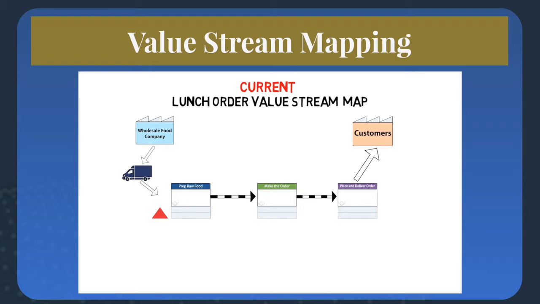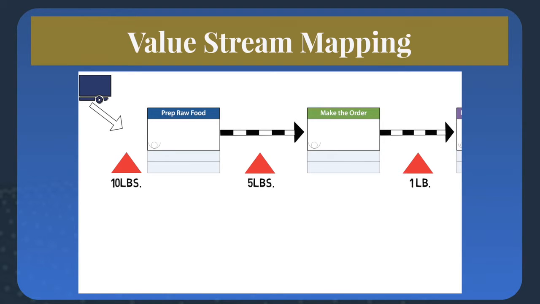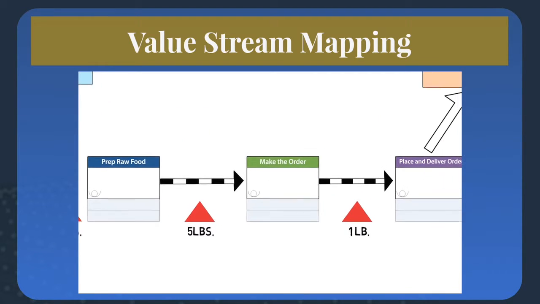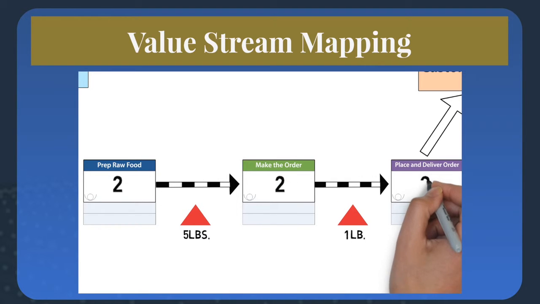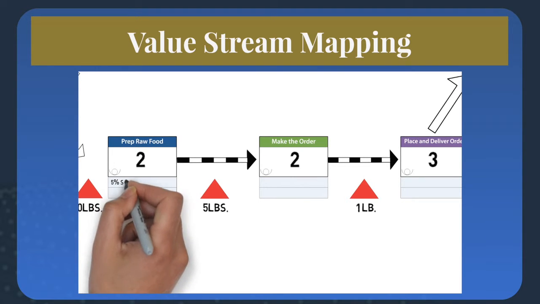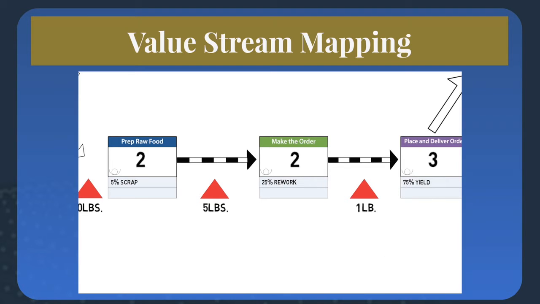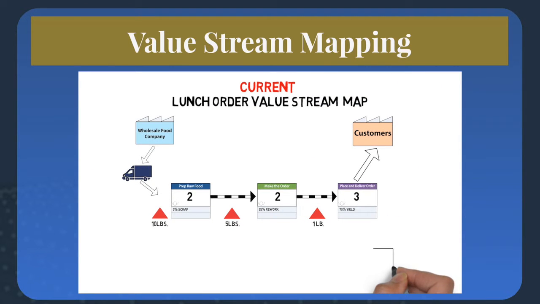Data is also an important piece of a VSM. Let's add some more information to the lunch order value stream map. The triangles on a VSM represent inventory. In this case, we know how much raw food is delivered from the wholesale food company. We place that data below the first triangle. Information about how many people are needed to perform each activity is placed within each activity box. Next, we place key metric information about each activity in the data boxes below each square. The analysis of this data is how the team will ultimately be able to identify potential areas for improvements.